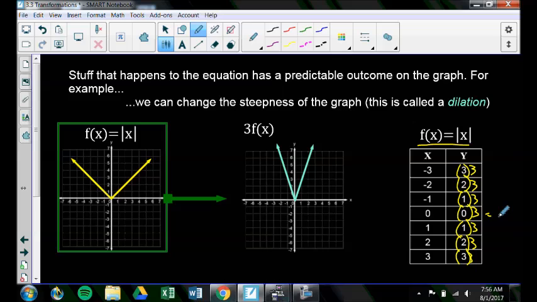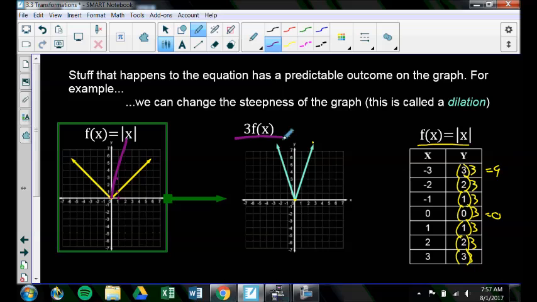So 0 doesn't change, but 3 becomes very different. So we had the point 3, 3, which would be way up here, but the point 0, 0. All the y values are tripled, which causes it to increase faster. It's like we used to have the point 1, 1. It's now the point 1, 3. And it grows much, much, much faster.